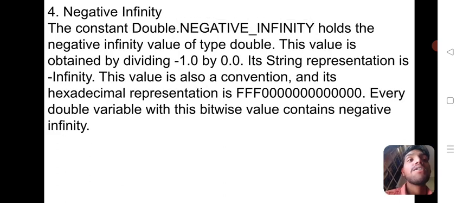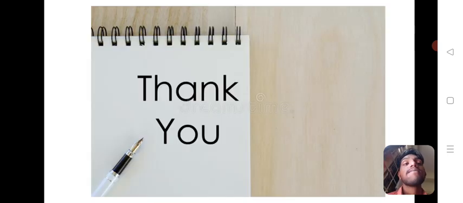Negative infinity. The constant Double.NEGATIVE_INFINITY holds the negative infinity value of type double. This value is obtained by dividing minus 1.0 by 0.0. Its string representation is -Infinity. This value is also known as a convention and its hexadecimal representation is FFF0000000000000. Every double variable with this bitwise value contains negative infinity.